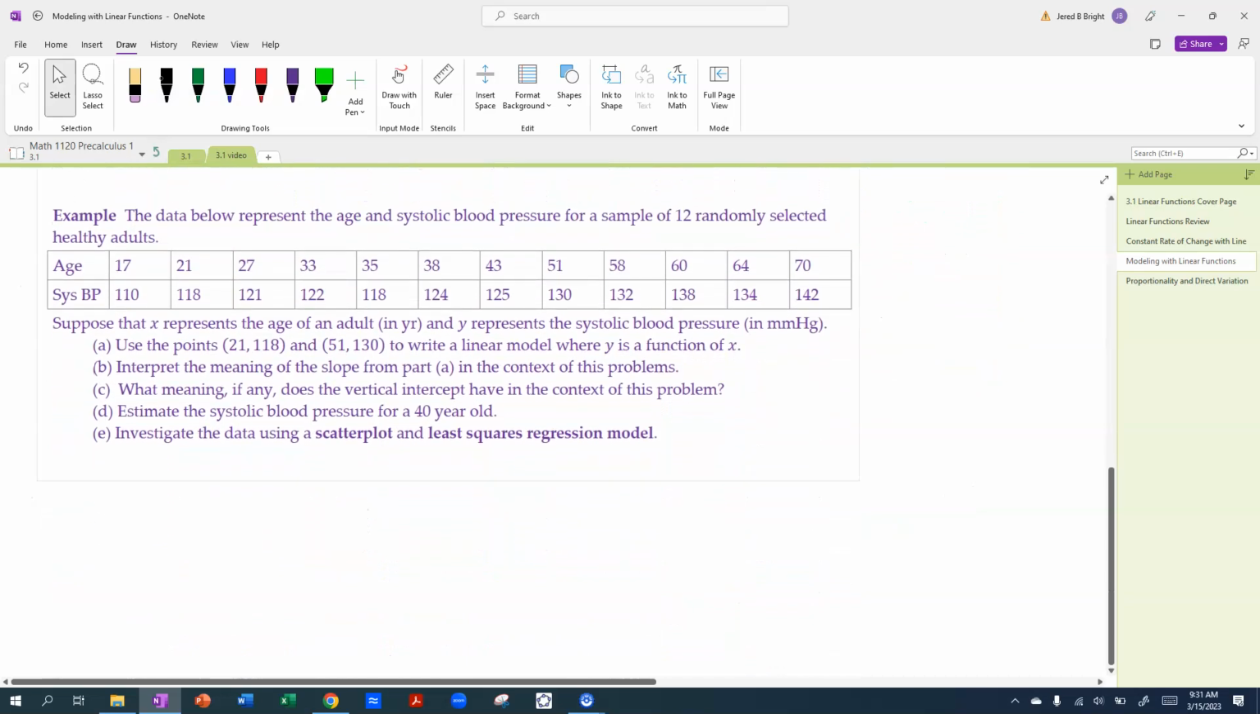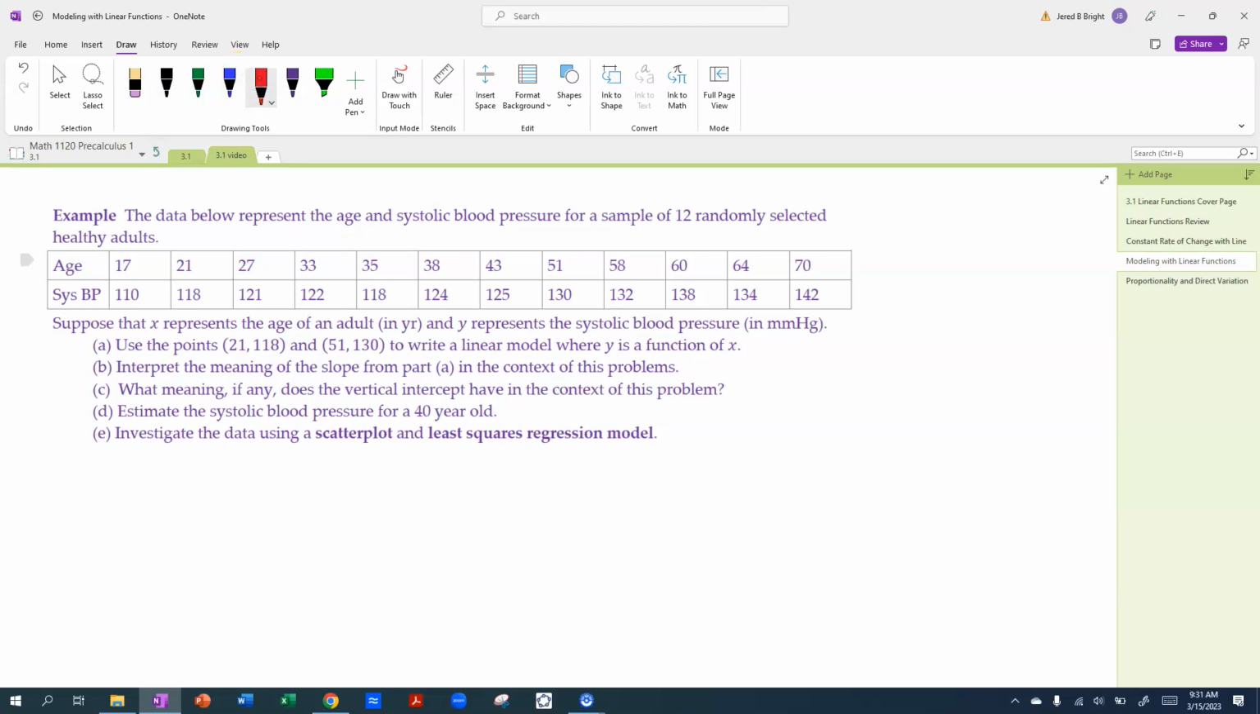All right, next one. It says the data below represent age and systolic blood pressure from a sample of 12 randomly selected healthy adults. So we have adults with age and their systolic blood pressure given. This says that suppose x represents the age of an adult.